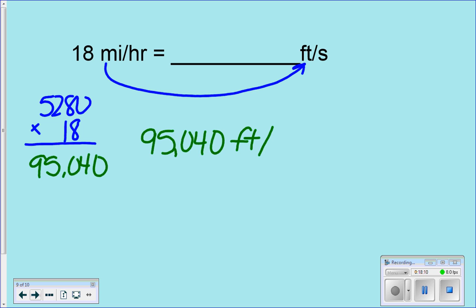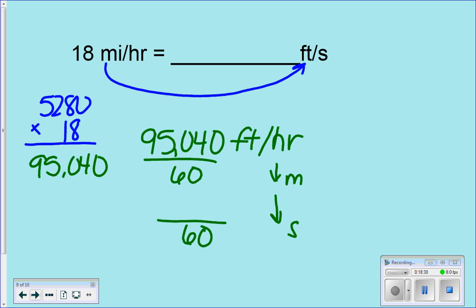feet per hour. But I have to change it to minutes first, and then I have to change it to seconds, right? So if I go this far in an hour, how do I get to minutes? Divide by 60. And then if I want seconds, I have to divide by 60 again. Some people are saying, I don't get what you mean by 3,600. Well, if I multiply these two together, I could just divide by this whole number first and get my seconds. Actually, it comes out very nicely.